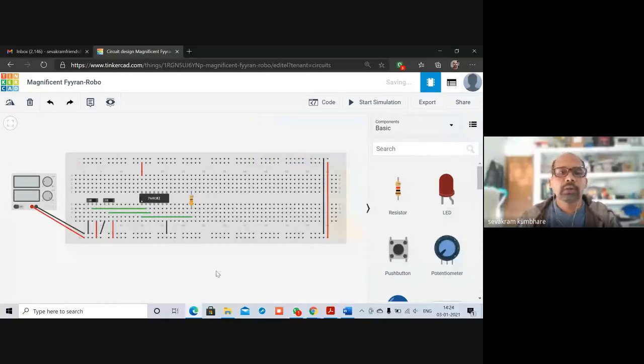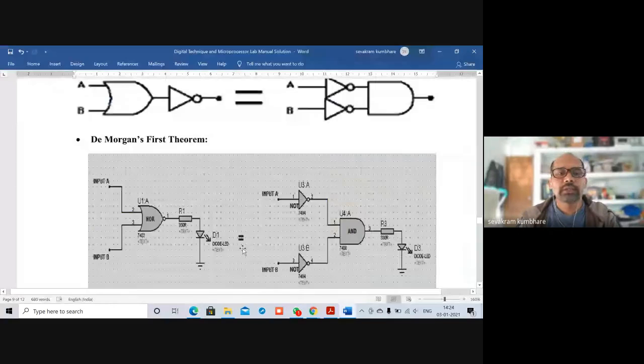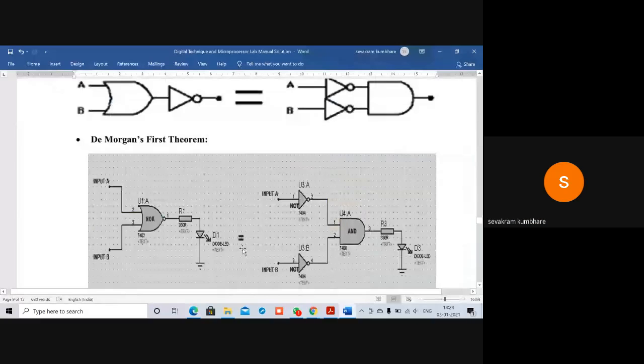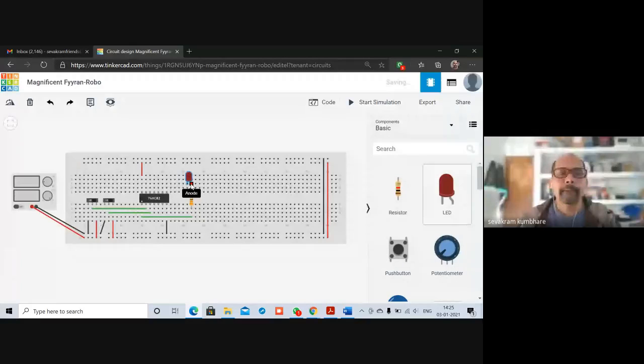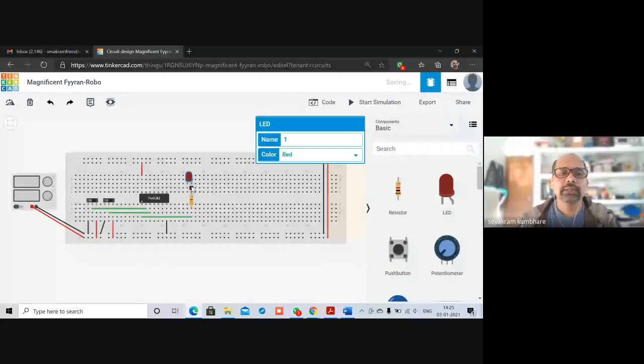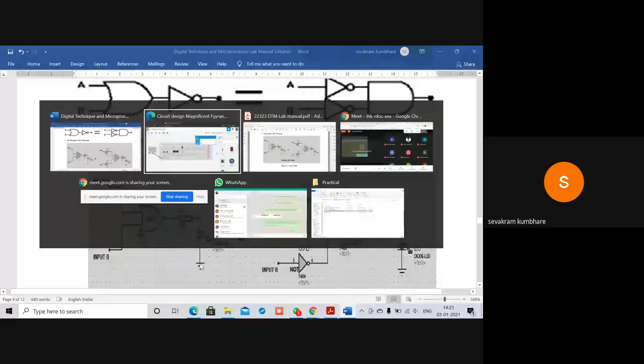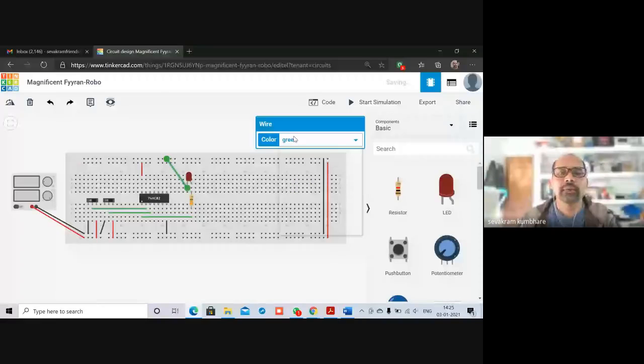Now this resistor is going to the LED, so I'm going to connect this LED here directly. Look, this pin and this pin are shorted internally because they are on a single line, so there's no need to connect a wire. The anode is connected to the resistor and the cathode needs to be connected to ground. So this other terminal I'll connect to ground, and I'll make it black. Like this, the first circuit is over.